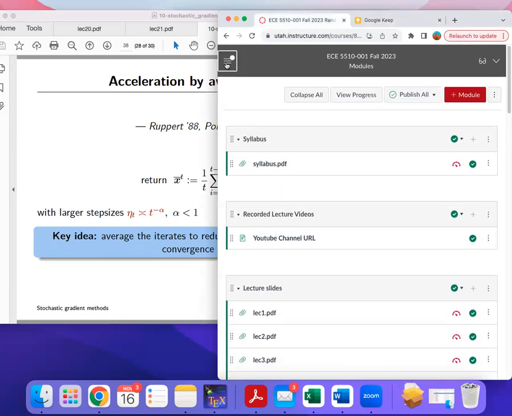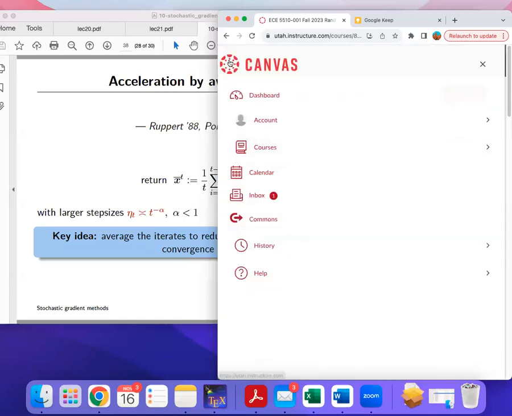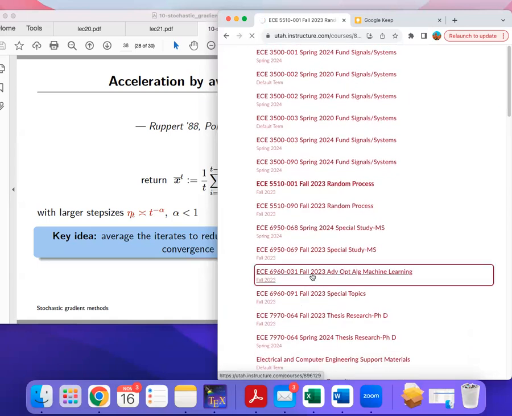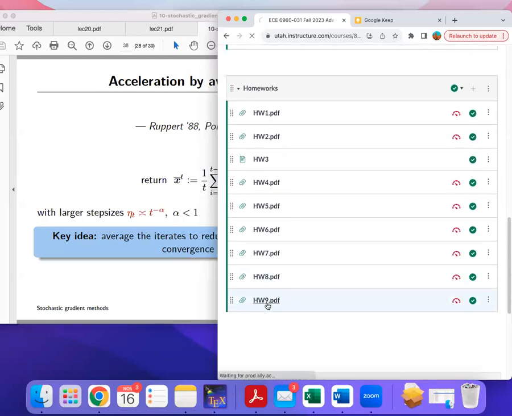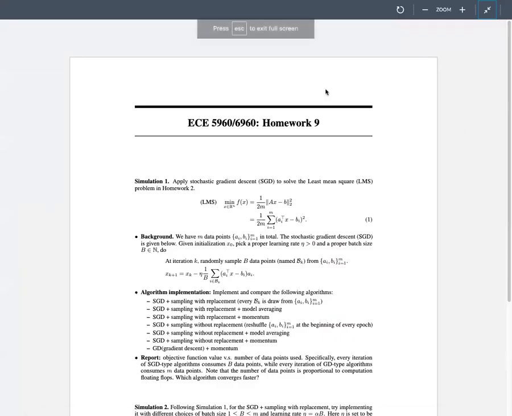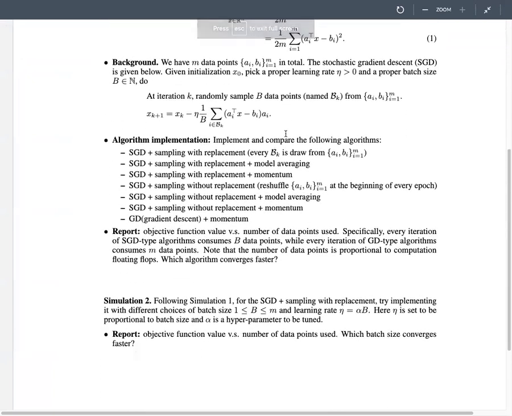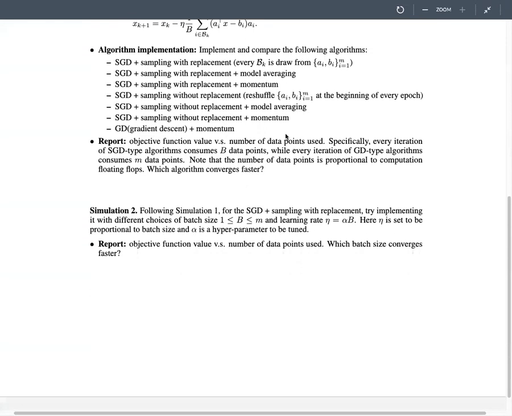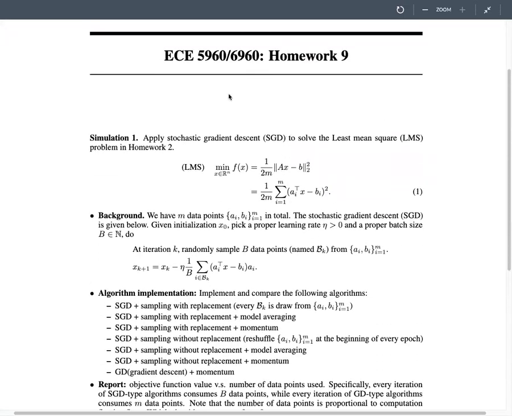So for the rest of the time, let's look at the homework. Yeah, so this is about applying stochastic gradient descent to solve the least mean square problem from one of our previous homeworks.